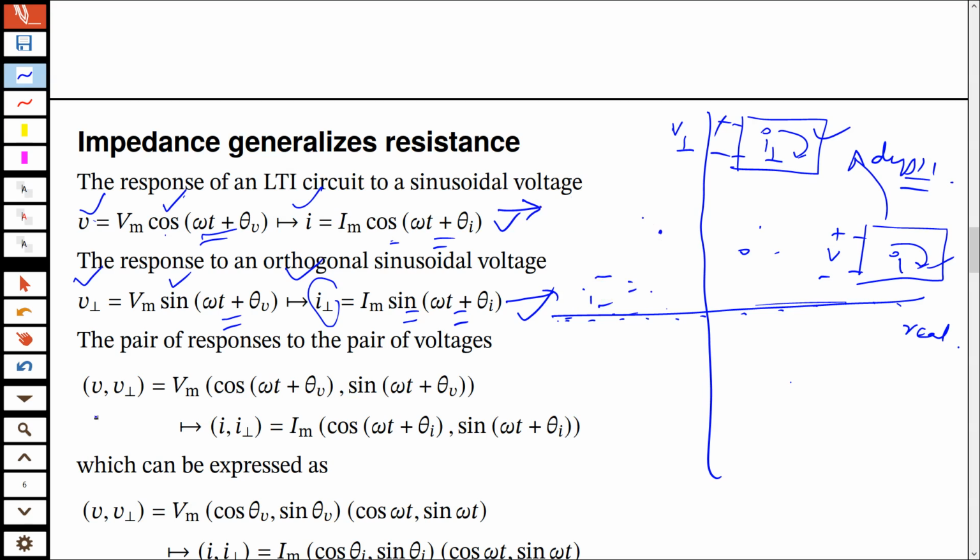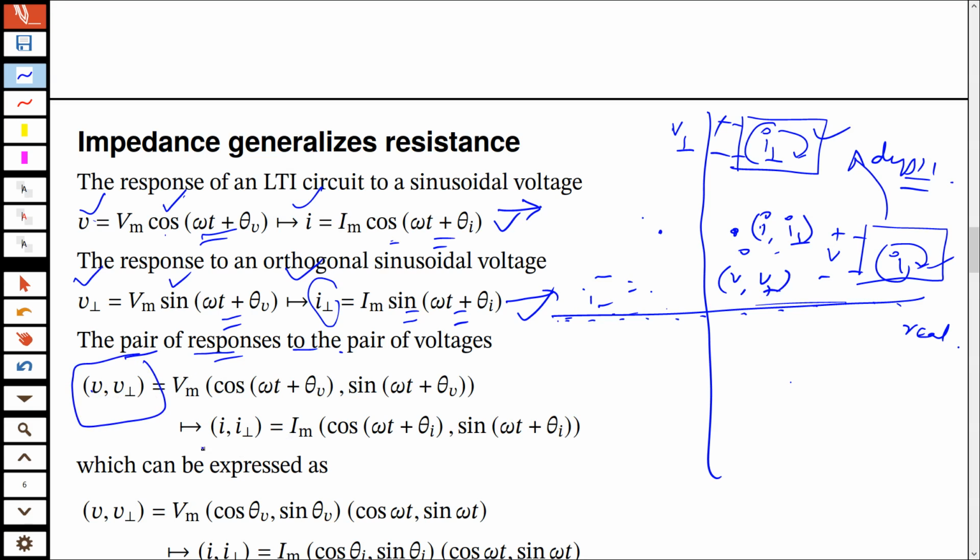But let's try to consider the pair of responses. So let's bring this I and this I orthogonal here as a point. So you will have a point I, and of course this point will change with time, but let's say we freeze time. And similarly you have another point V. So I can now connect the pair of voltages, one voltage, the other voltage. They both apply to the same circuit but in a different setting.